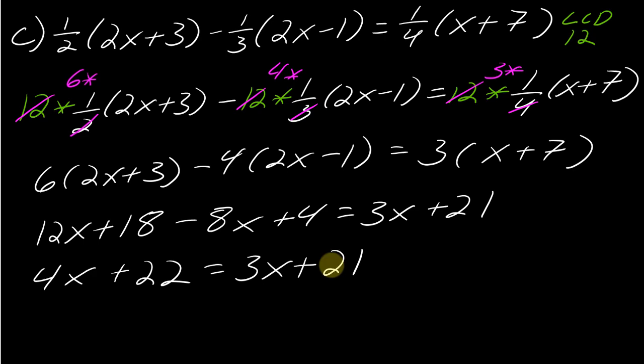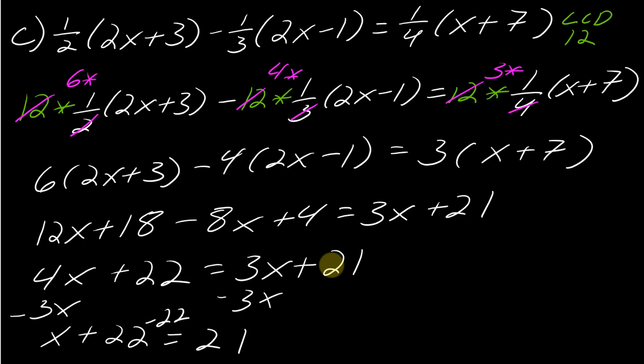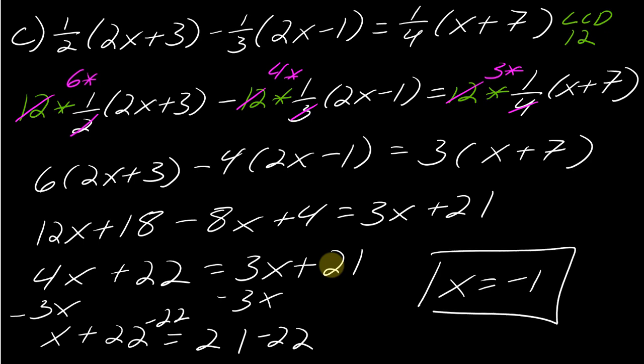So I always like to subtract off my x's first. So I get x plus 22 equals 21. So then I'll subtract off the 22 from each side, and ultimately I get that x equals -1.